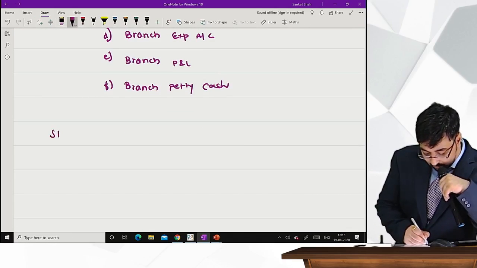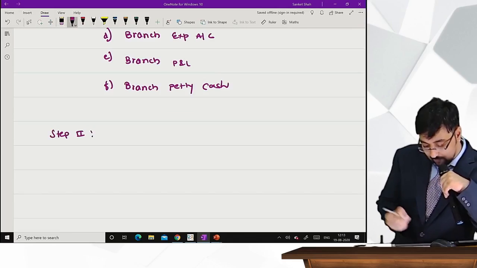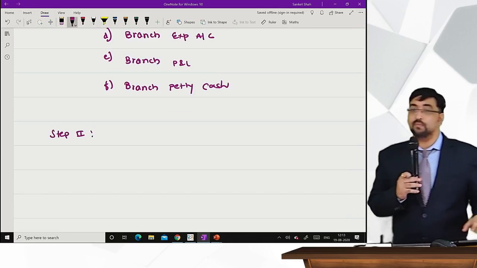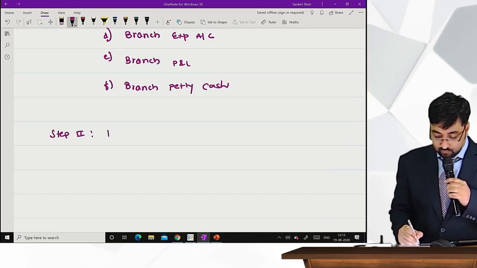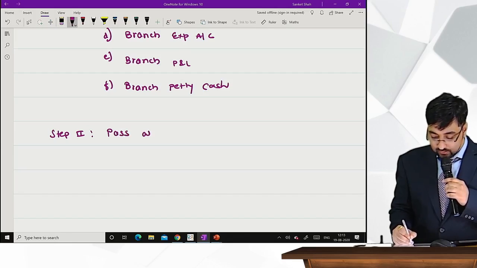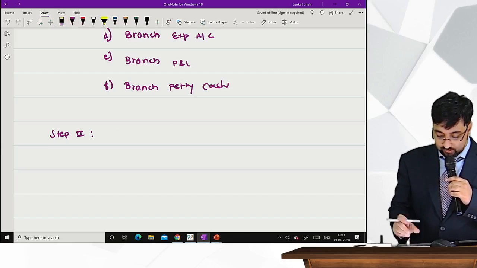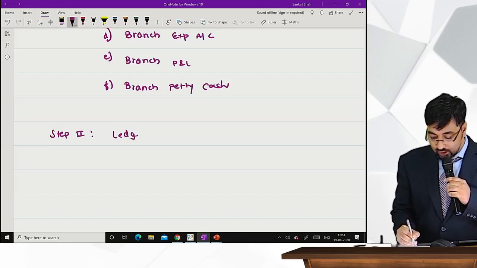Step number 2. Pass all entries for ledger posting. Step number 2, ledger posting.